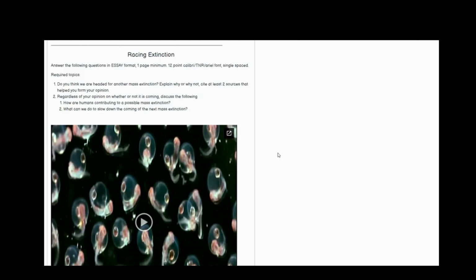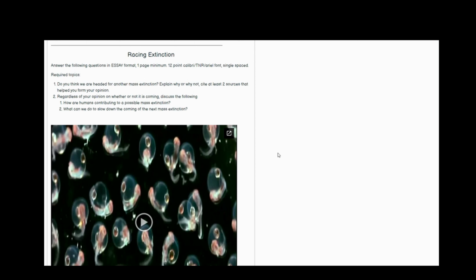In your opinion, are we headed for a mass extinction or not? Tell me why you believe that. Give me an explanation. Make sure that you cite at least 2 sources that helped you form that opinion. You don't get to just come up with something because it sounds good. You need to actually have a basis behind it, have some evidence behind it. So at least 2 sources. This is what I found. This is why I believe we are or are not headed for a mass extinction. So that's the first question that you're going to answer.